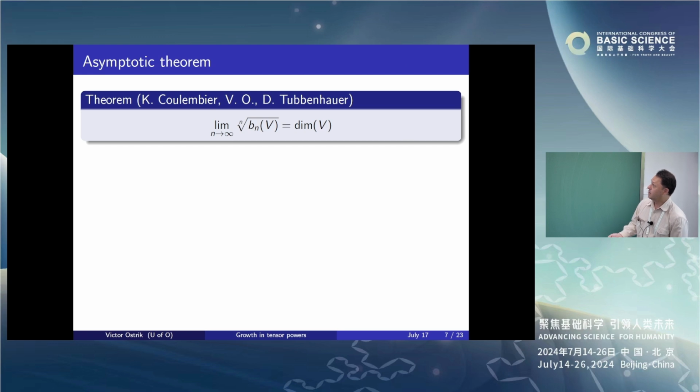Okay, so maybe this computation justifies the following theorem. Again, in the same setup as before, any group, any representation, any field, I expect my sequence to grow exponentially. If you want to measure how fast it grows exponentially, you can compute this limit of the n-th root of my sequence. And the answer is that in all cases, you are going to get exactly the dimension of your representation. So that's the theorem. The nice thing is that this is a very, very general statement.